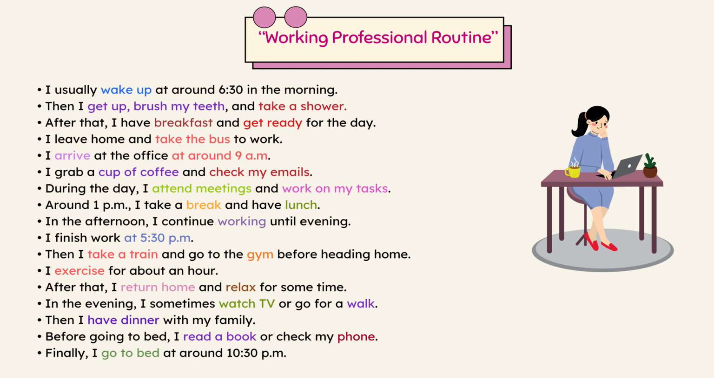I exercise for about an hour. After that, I return home and relax for some time. In the evening, I sometimes watch TV or go for a walk. Then I have dinner with my family. Before going to bed, I read a book or check my phone. Finally, I go to bed at around 10:30 p.m.